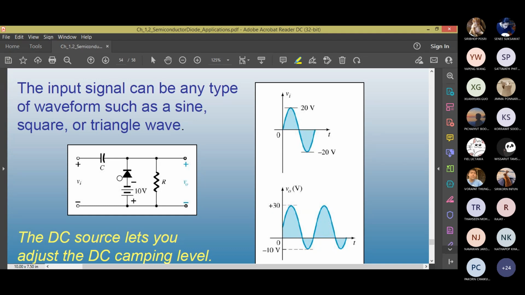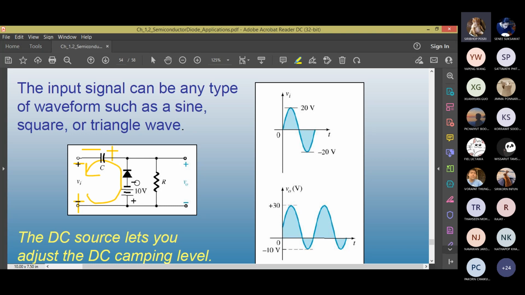Positive half cycle, the diode is not on. Negative half cycle, it is on, right? So we start analysis from the negative half cycle. In which direction will the current flow in the negative half cycle? It will flow like this. When it flows, the polarity of the capacitor is plus, minus. Now you see, negative half cycle, 20 minus 10 minus VC equals 0. So VC equals how much?